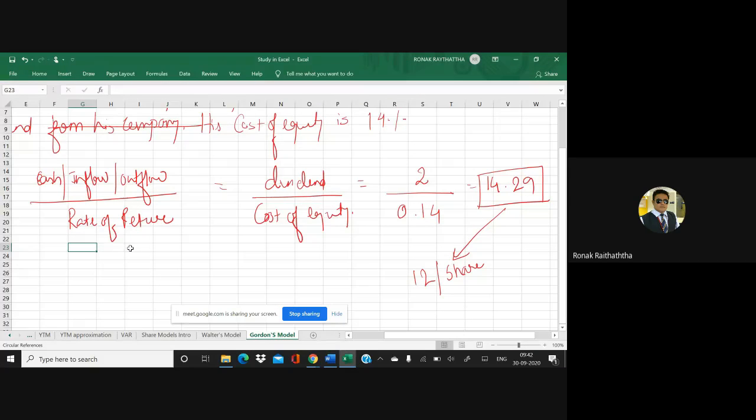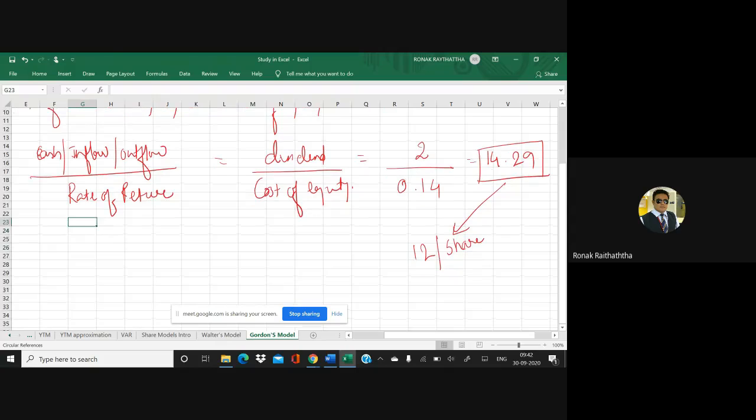So I wanted to repeat it again. As stated by Miss Neha and Miss Chandni, it's perfectly correct that this is a very undervalued stock because right now the current market price we have is 12. It deserves 14.29 based on the dividend. If the current market price is just 12, then we should invest, because the stock is undervalued and deserves the price of 14.29 based on the dividend discounting. So that's why we should invest.